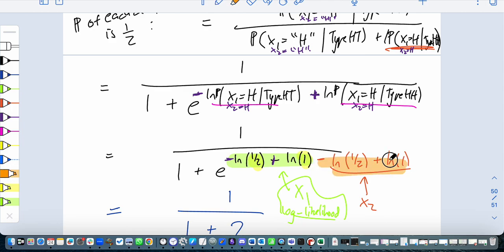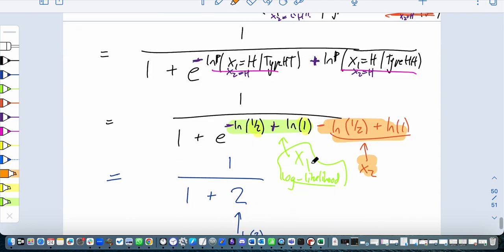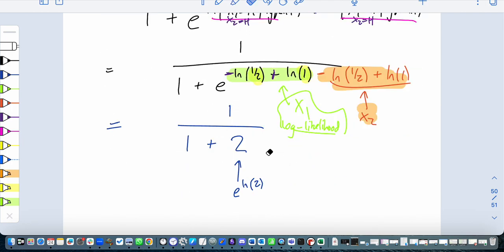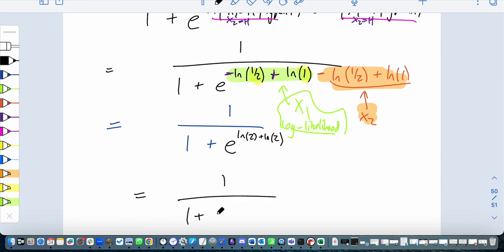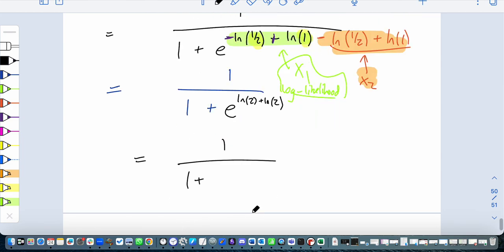So look, this is the same calculation. In our case, what is this going to be? Okay, before it was 2, what is it now? Let's do it a little bit slower. It's e minus log of a half plus 1. So before it was log of 2. Now it's going to be log of 2 plus log of 2. Also known as 1 over 1 plus e to the 2 log 2, right?